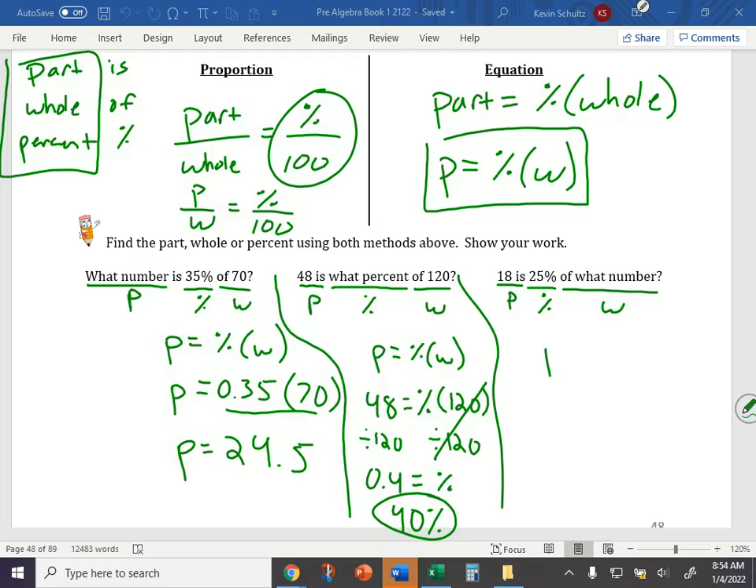So setting this up in the equation, P equals percent times whole. Part equals percent times whole. 18 is the part, 25%, but how are we going to write it? 0.25 as a decimal. And we're multiplying that by our whole, which is what we're solving for.